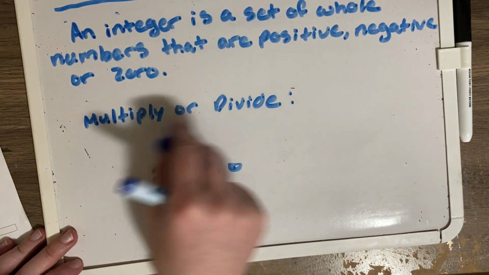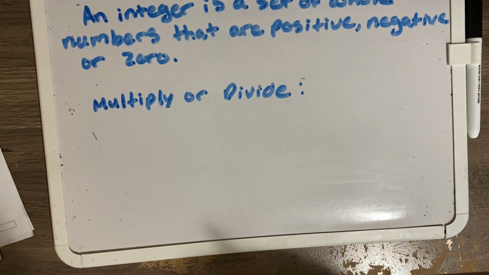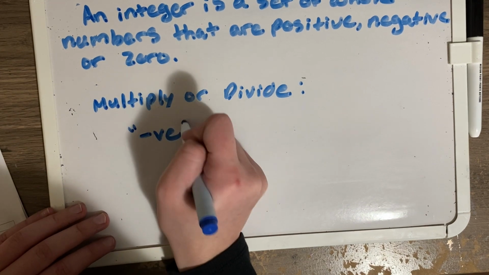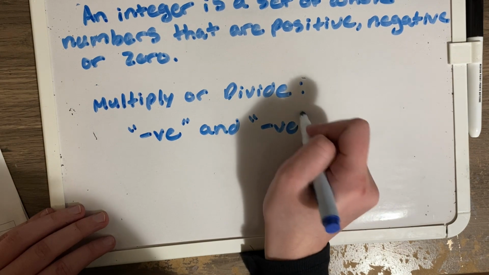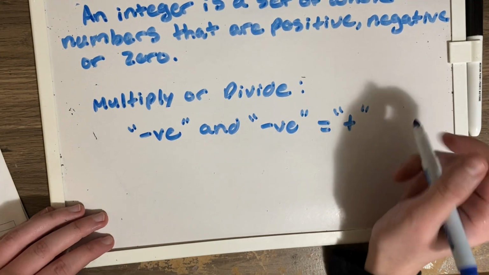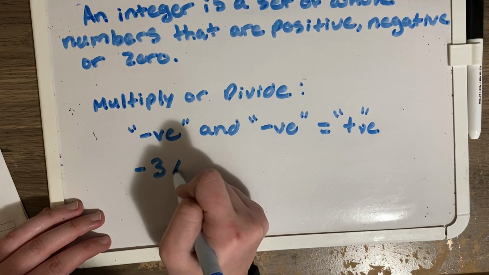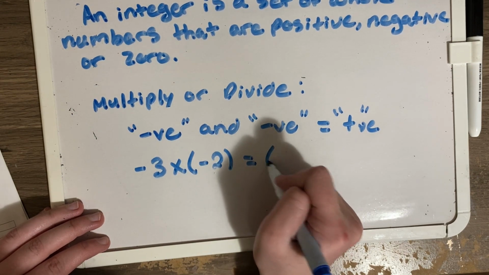Now the next rule is a little bit strange, and you just have to remember the phrase that 2 negatives make a positive. So if I have a negative integer and another negative integer, when multiplying and dividing, we're going to get a positive integer. If I have negative 3 times negative 2, I'm going to get positive 6.